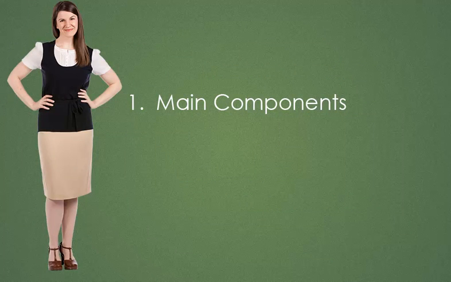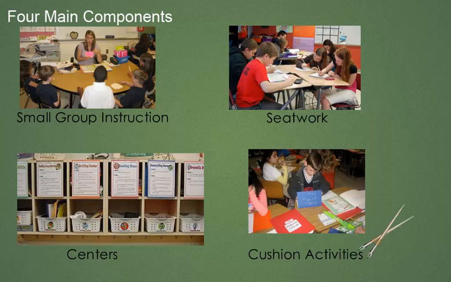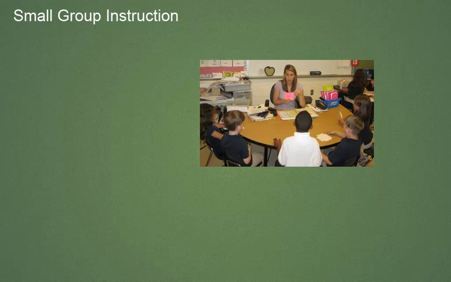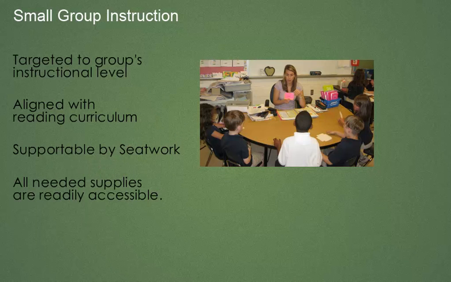Let's first take a look at the 4 main components. They are small group instruction, seat work, centers, and cushion activities. When planning for your small group instruction, make sure your lessons are targeted to the group's instructional level, that they are aligned with your school's reading curriculum, that they are supportable by seat work, and that you have all needed supplies readily accessible.